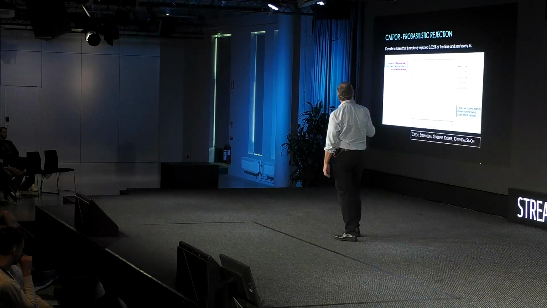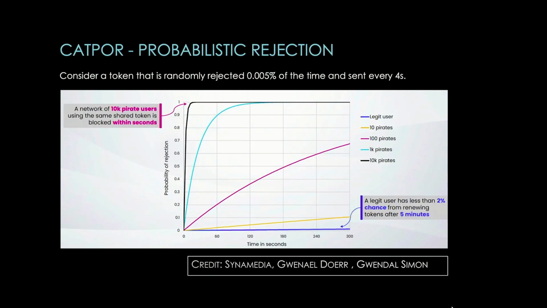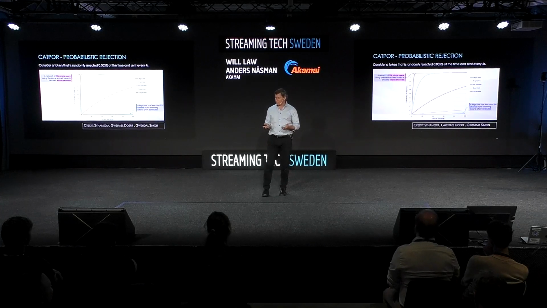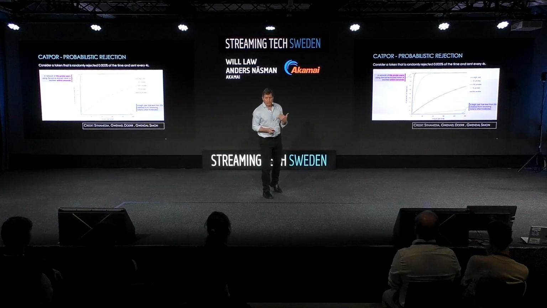So let me explain here. I got a chart here courtesy of Cinemedia, who were presenting this data. So let's imagine we have a token that we're going to randomly reject 0.005% of the time. Then if I'm a valid user, and assuming we're requesting a segment every 4 seconds, a valid user has less than a 2% chance after 5 minutes of having to renew because they're the only person using that token. But a pirate who's sharing it with 10,000 users, within 2 segments is going to be forced to renew.